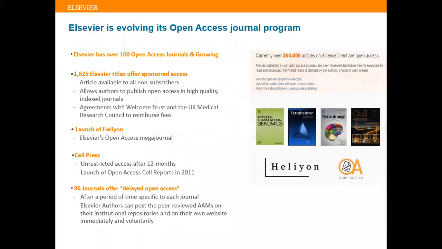Elsevier is evolving its open access journal program. Elsevier has over 100 open access journals and the number is growing. We have 1,625 Elsevier journal titles offering sponsored access. And Elsevier has launched an open access mega journal, Heliyon. Our journals offer unrestricted access after 12 months of being published. And we also have 96 journals offering delayed open access.